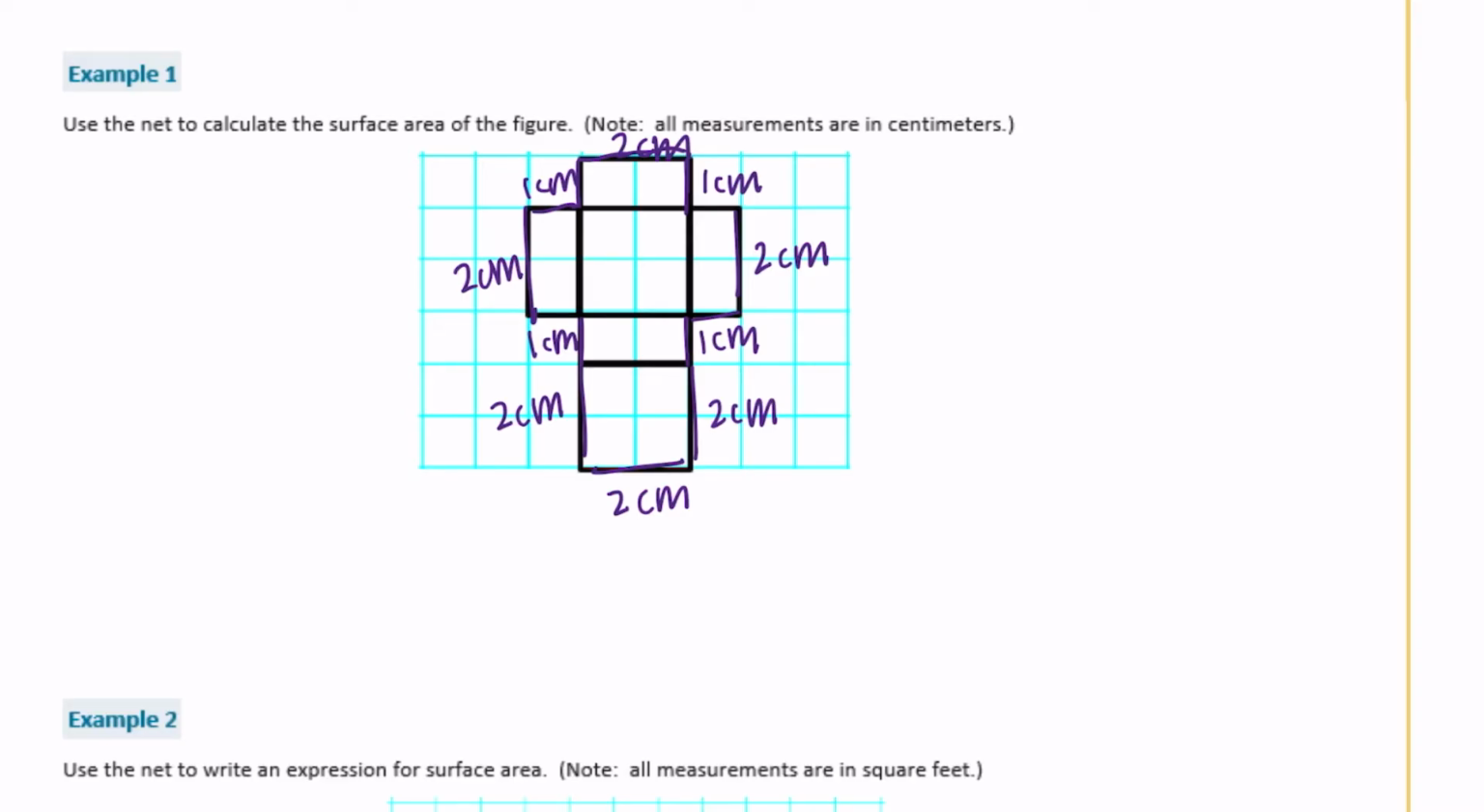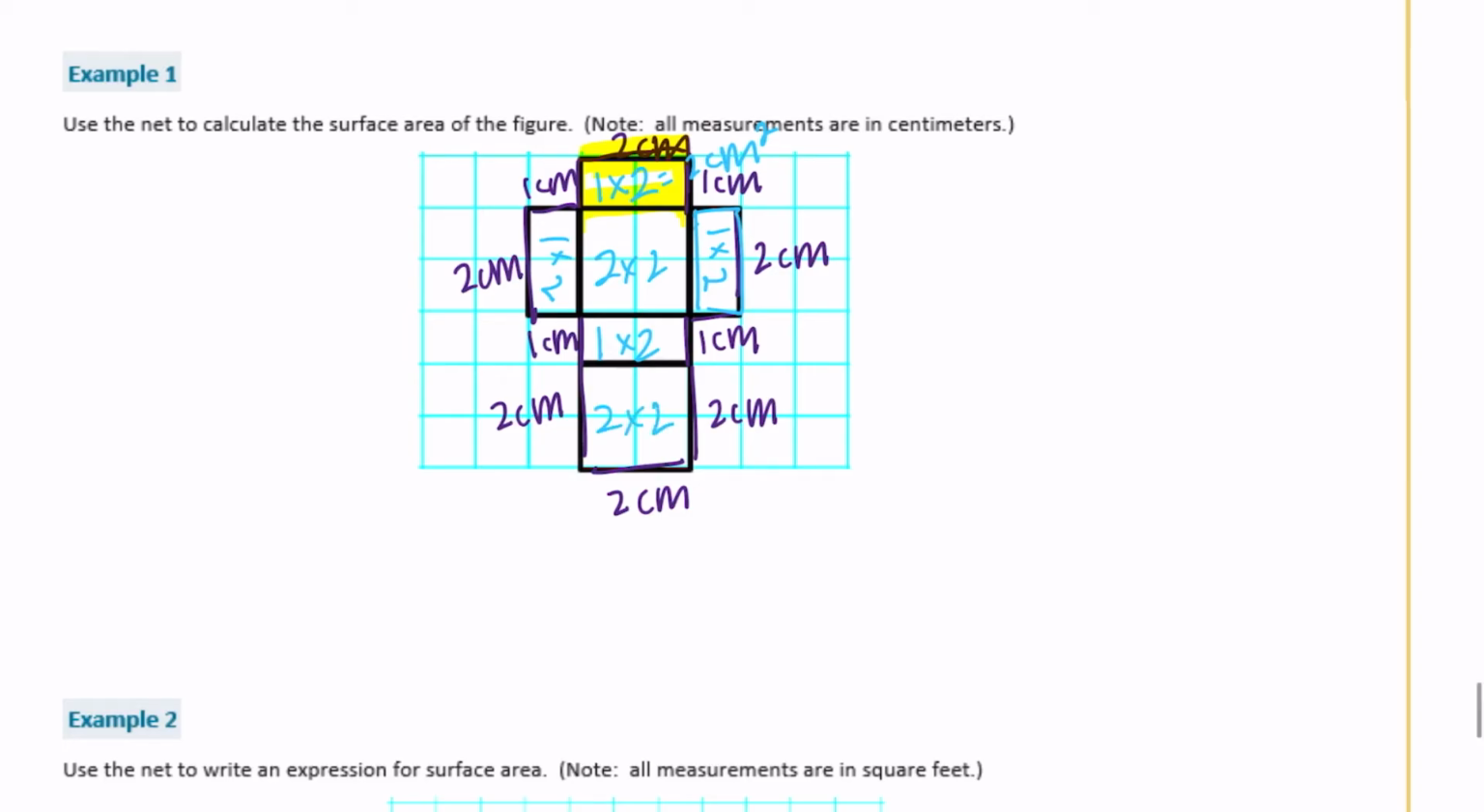So now we can find the area of all of these pieces of the net and use them to find the surface area. So I'm going to start at the top here. If we have this one, 1 centimeter by 2 centimeters, 1 by 2 would be equal to 2 centimeters squared. So then this one is also a 1 by 2. And here we have another 1 by 2. This one is also 1 by 2. This one is 2 by 2. And then another 2 by 2.